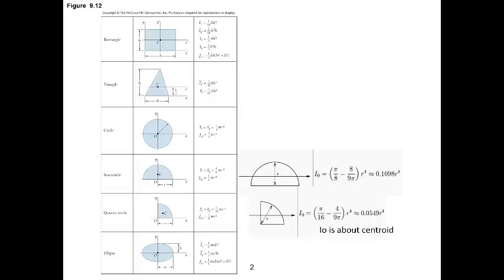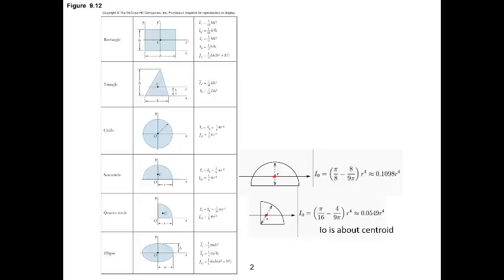First is the moment of inertia of the semicircle when you're rotating about the centroid, and the centroid is located right here. In this case, we're rotating about the axis that is parallel to its diameter. The second one is the moment of inertia of the quarter circle rotating about its centroid. Again, the centroid is located here, and we're rotating about the axis parallel to its radius, either the vertical or the horizontal radius. These two results simply use the parallel axis theorem.